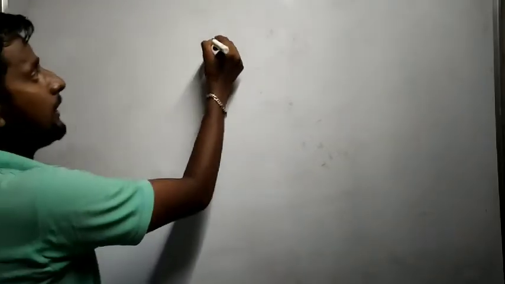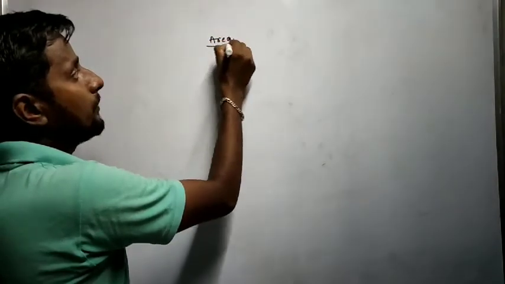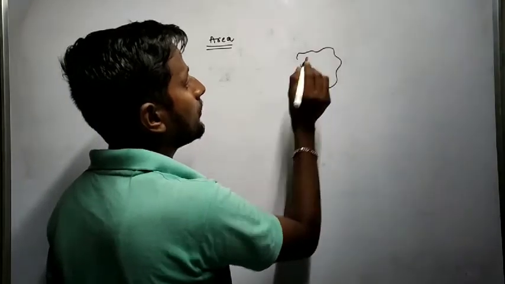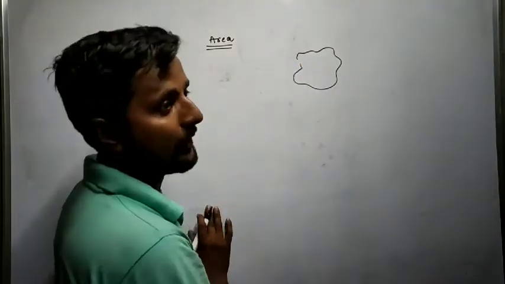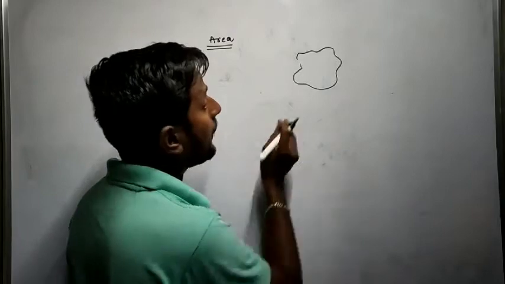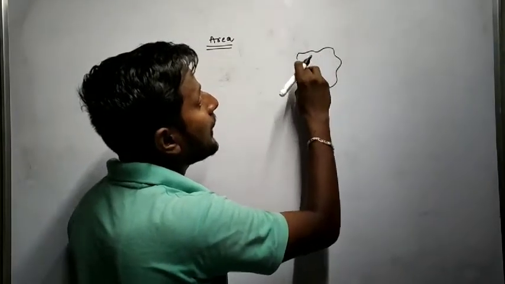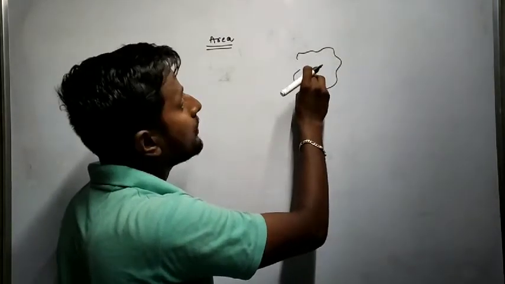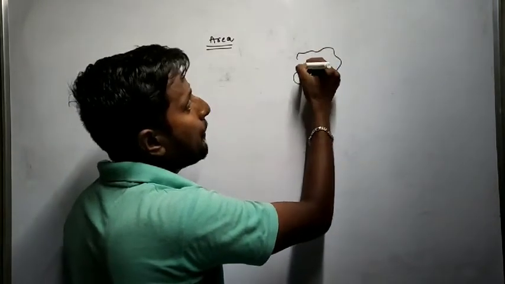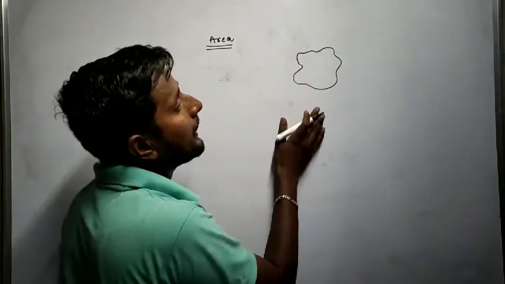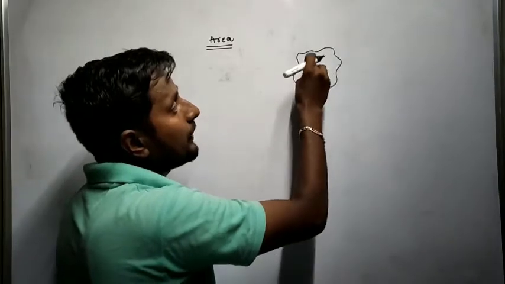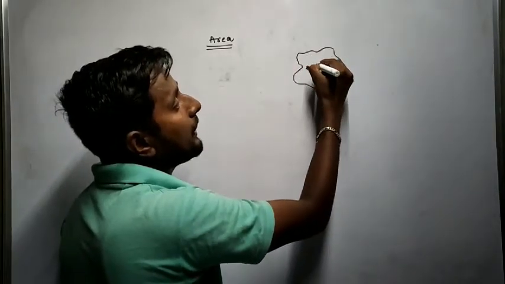Welcome back, children. Today's chapter is area. For example, take any type of figure. Now it's an open figure. If I am talking about area, I don't know exactly where I should cover, because it's an open figure. But if you make it closed, then I can understand the region which is covered in the interior. That we can call area.